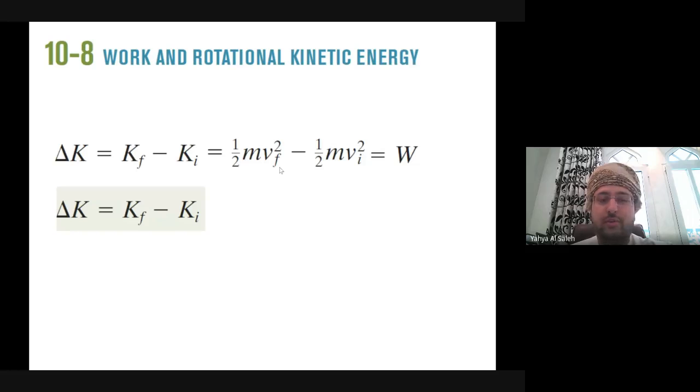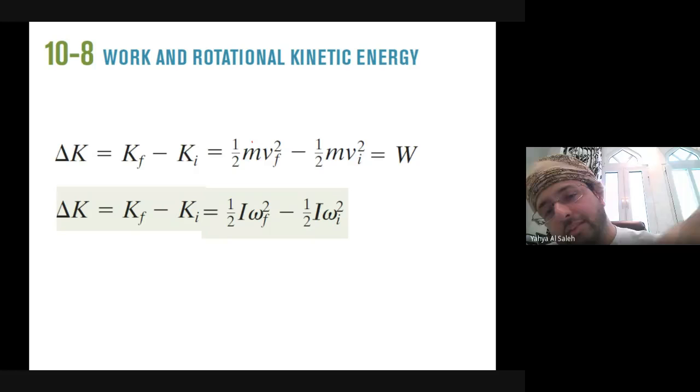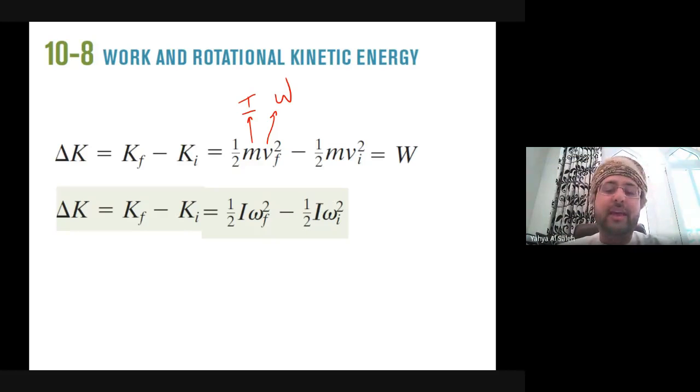What do you think the translation of this would be? M goes to I, as usual. V goes to omega, and you end up with half I omega f squared minus half I omega i squared equal to work. Simple.